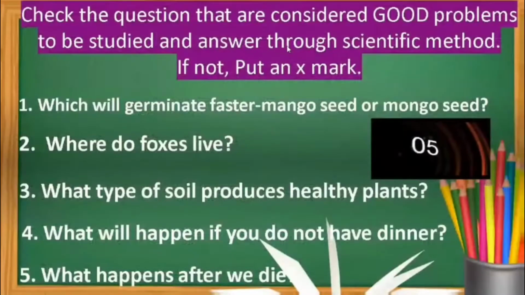In your notebook, write 1 to 5 and put a check mark on questions that are considered good questions to be studied and answered through the scientific method. If not, put an X mark. You have 2 minutes to answer these exercises and your timer starts now.